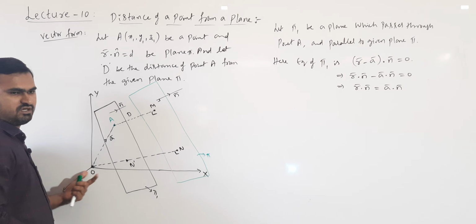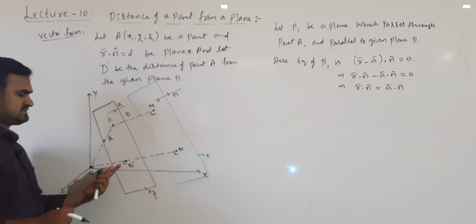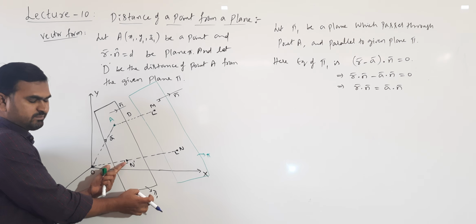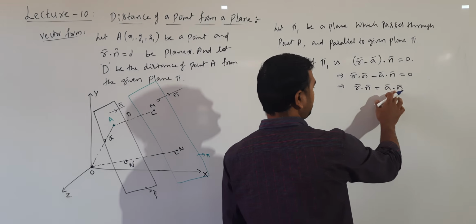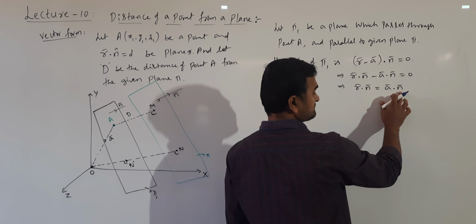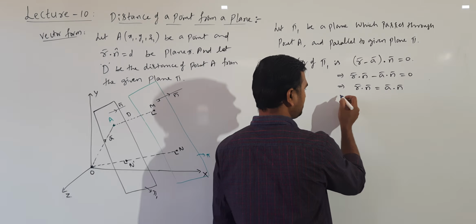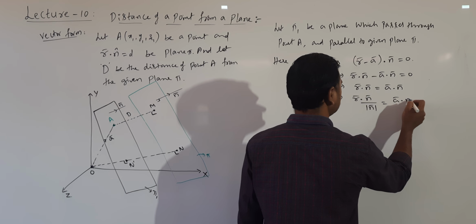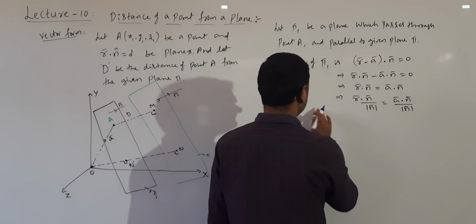Now yn dash we can find only when I write this plane in normal form. Pi 1 I am going to write in normal form: R bar dot n bar is equal to something we have. So how do you write in normal form? Divide magnitude of n bar on both sides. R bar dot n bar divided by magnitude of n bar is equal to a bar dot n bar by magnitude of n bar.